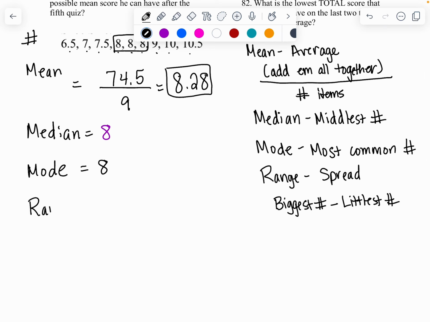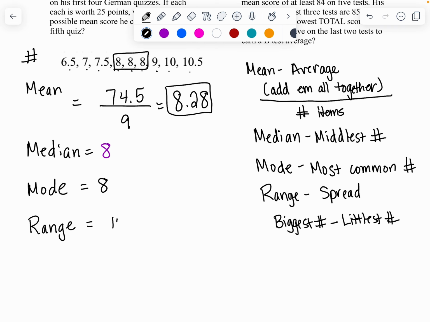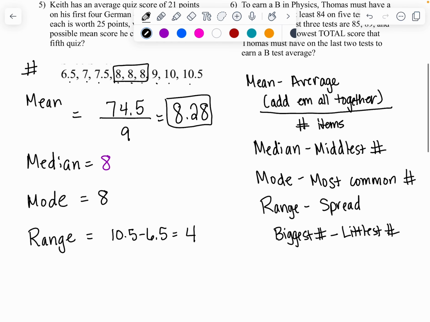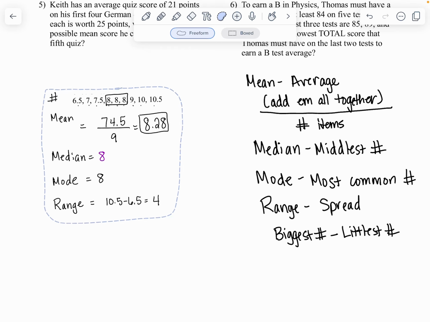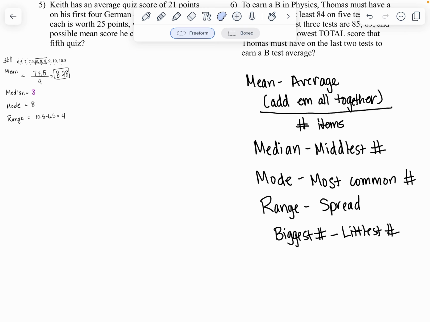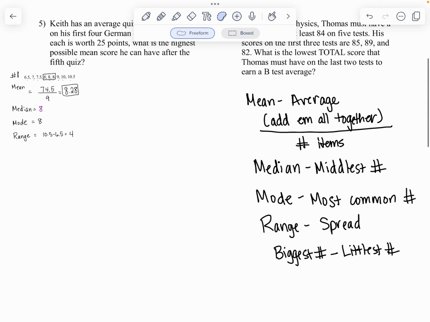And range is my biggest minus my littlest. So that would be 10.5 minus 6.5, which is 4. And now I'm going to double check my answers. 8.28, 8, 8, and 4. Woohoo! Mrs. Cruz has not lost it. Yeah. That is all of those. All right, so I'm going to put that up here, shrinking it down, number 1. That's my answer for number 1. I'm going to shrink it down even more because I want more space to be able to do the next one, because those are not all that they ask from us.